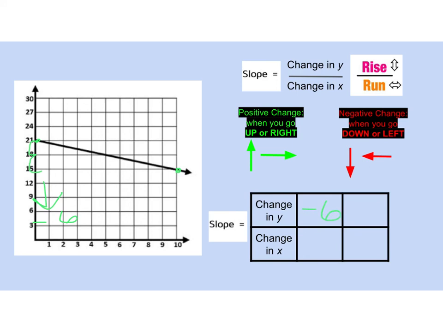Now let's look at our change in x. Our change in x with the point that I used this time, I went right 10. So my change in x is going to be plus 10. And this can be simplified down to the same slope we already got, which was negative 3 over 5. So our slope for this graph is negative 3/5.